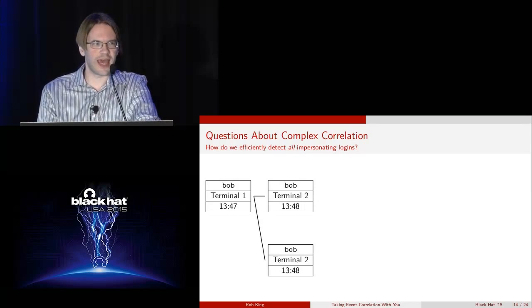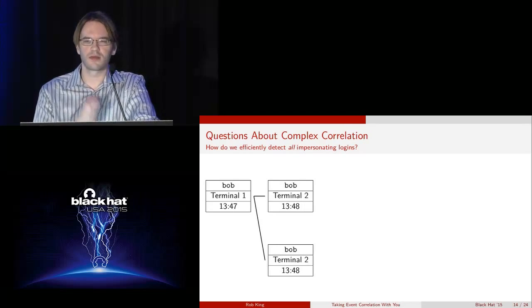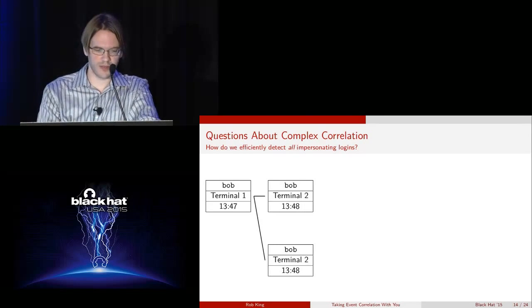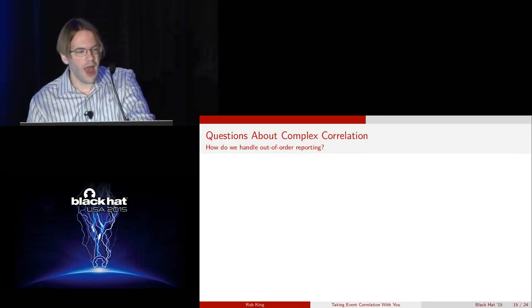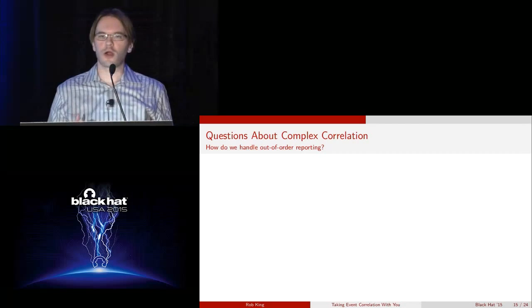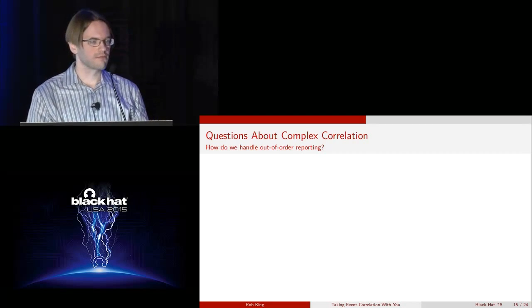So this is a question that we need to ask. How do we detect both of those malicious logins? Or suspicious. We don't want to cast aspersions. And then how do we handle out of order reporting, right?